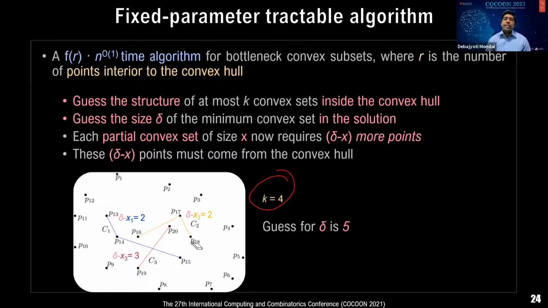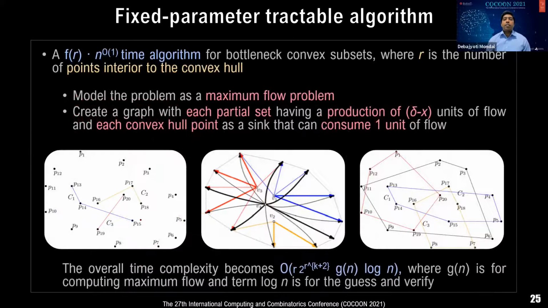We also guess the size delta of the minimum convex set in the solution. So if your guess is 5, if delta is 5, then we know that this blue convex set, which already contains 3 points, needs to have 2 more points. And we determine this demand for every other convex set that we guessed. So after we guess the structure, also guess the size, and compute the demand, we actually model the whole problem using a maximum flow problem.